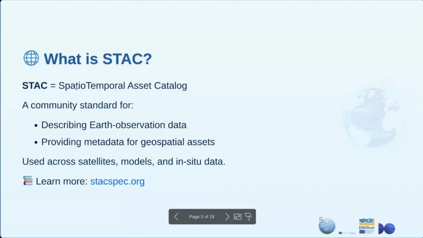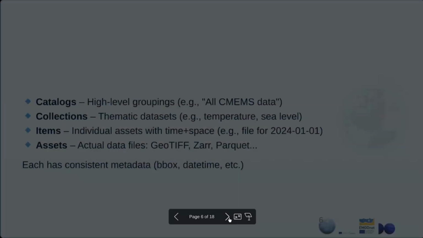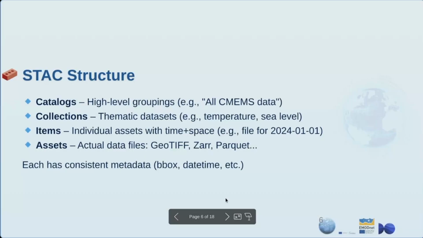So you can manifest data just by making an API call in a standardized way. I included just spatio-temporal asset catalog, a little bit more about STAC, but I would recommend going into the link here and reading more about the STAC specification. It's really interesting, and many people are switching to it.